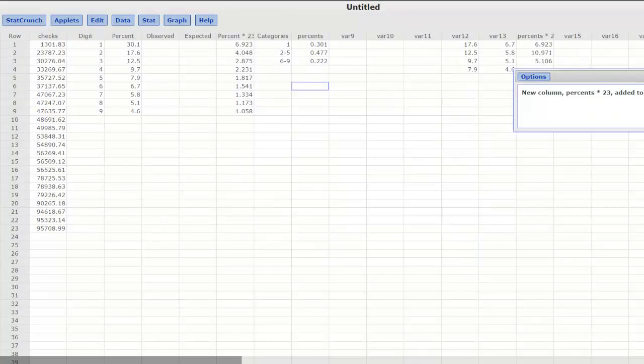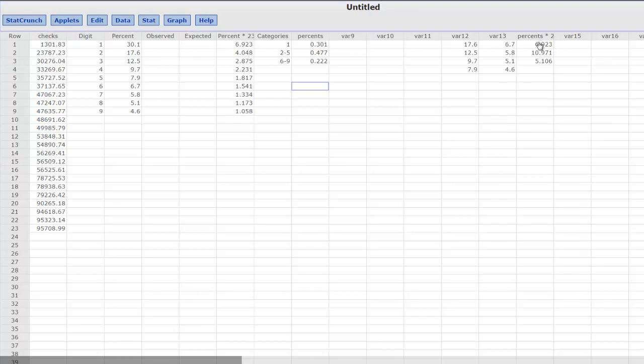Compute that, and it puts it over here. These are my expected frequencies for those three categories. I'm going to put that here for expected.